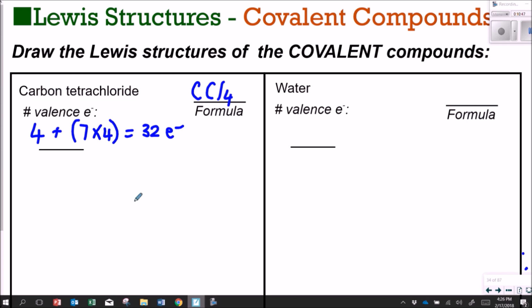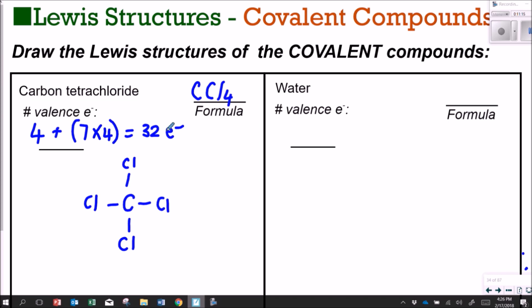I'm going to pick carbon as my central atom according to the rules, and then I'm going to bond it to the 4 chlorine atoms. So 1, 2, 3, 4. Remember that each of these bonded lines represents 2 electrons. So I have used up 2, 4, 6, 8 of my available 32 electrons.